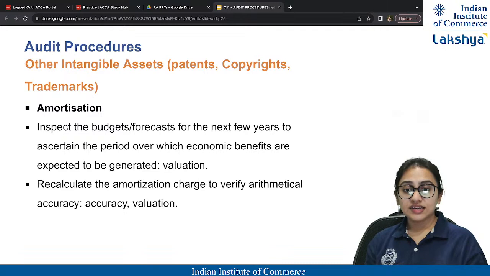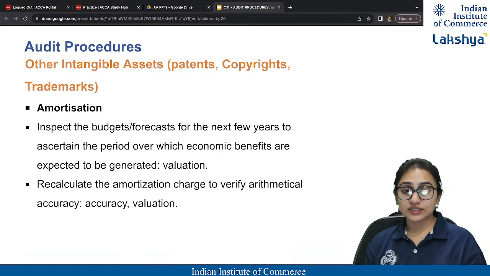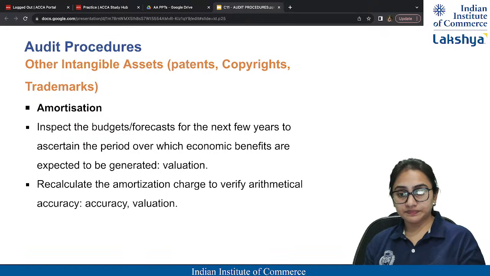Then recalculate the amortization charge to verify arithmetic accuracy. Okay, recalculate why? Like we recalculate depreciation for a sample of items. Similarly, for a sample of intangible assets, I will recalculate the amortization to verify that it is arithmetically accurate.